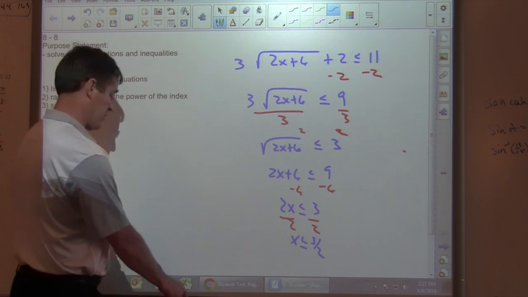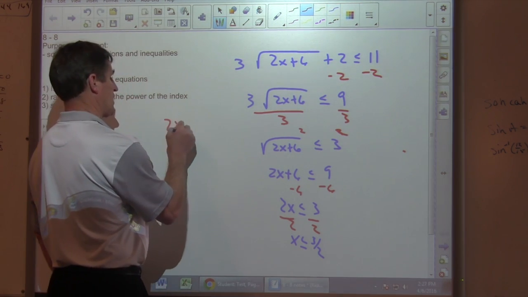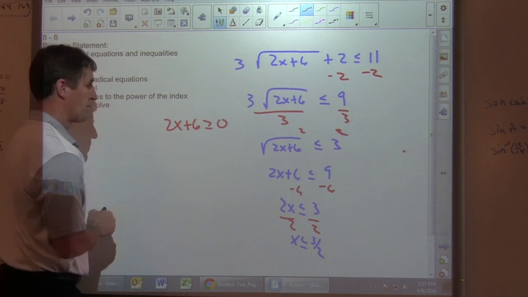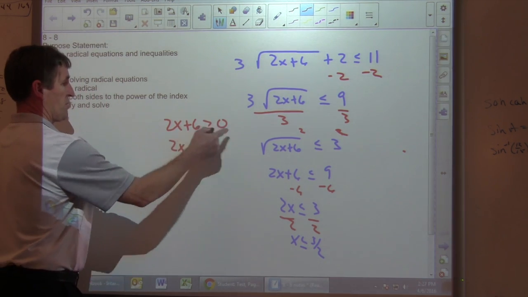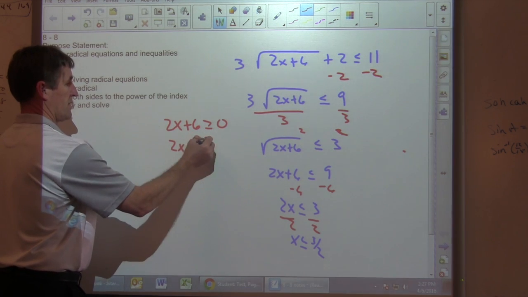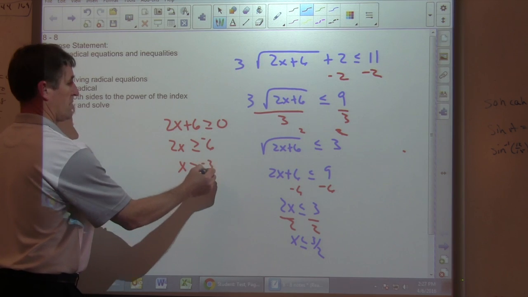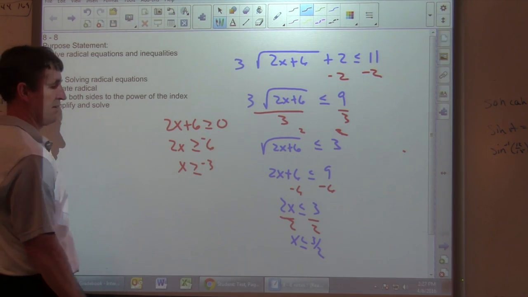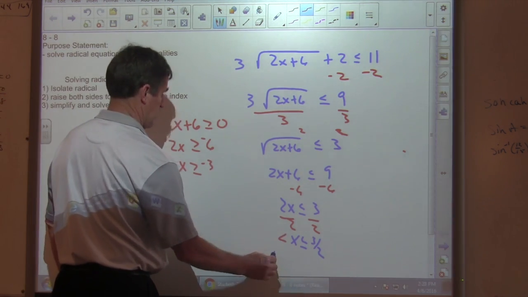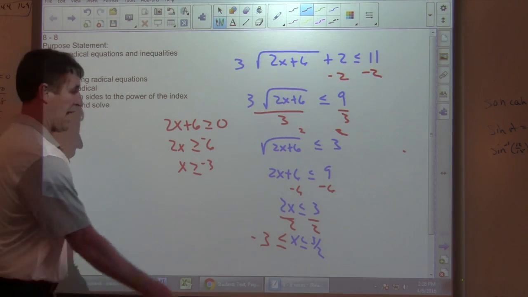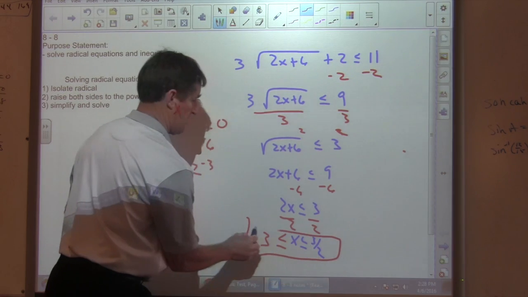Now we have to remember, we have to consider that 2x plus 6 has to be greater than or equal to 0. Subtract 6. Divide by 2. So x has to be greater than or equal to negative 3. So it's less than or equal to 3/2, but it's also greater than or equal to negative 3. And so that would be your final answer.